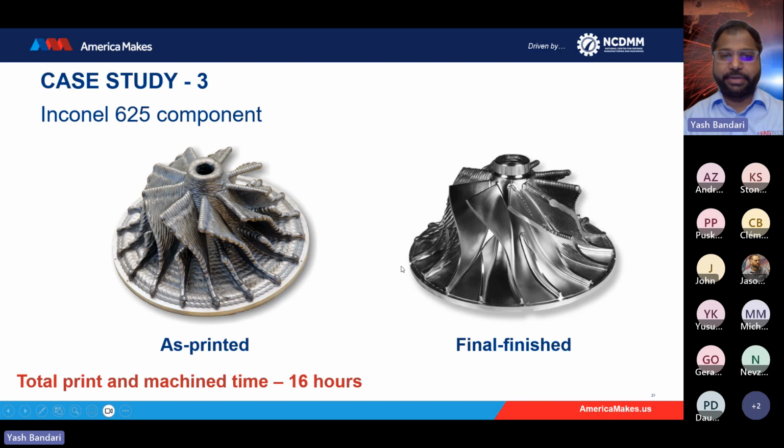A lot of people, when you see this as-printed component, you don't know what defects might be present. But once you final finish machine, the defects, the pores and all will be clearly visible. This is where we spend a lot of time to refine process parameters and then lock them down and then use them during the printing process. All in all, it took 16 hours to both print and machine.